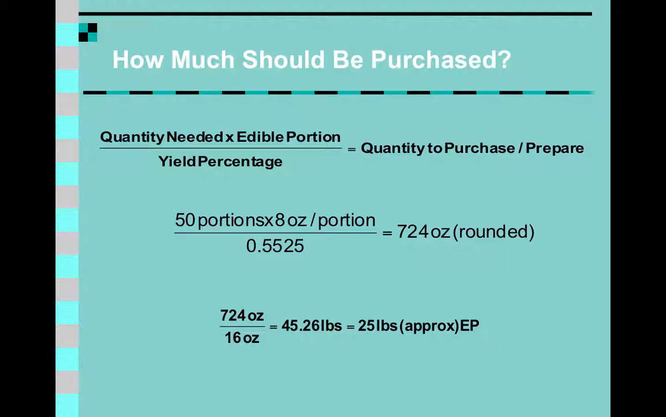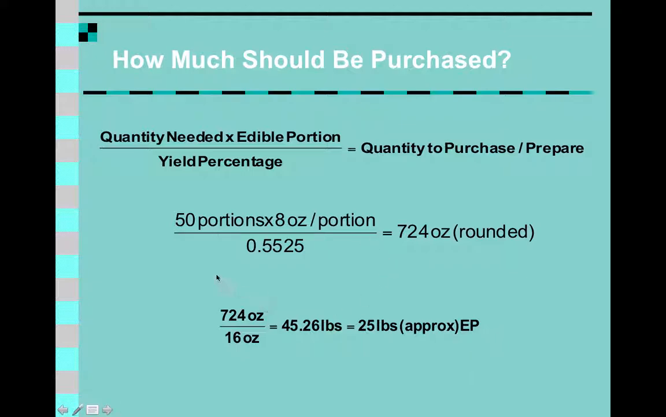Since we can't exactly go to our vendor and say, I need 724 ounces, we need to use the term pounds. We're going to convert the ounces back into pounds. We're going to take 724 ounces divided by 16 ounces, because there are 16 ounces in a pound. So we know we need 45.26 pounds, which will yield us approximately 25 pounds of edible portion.